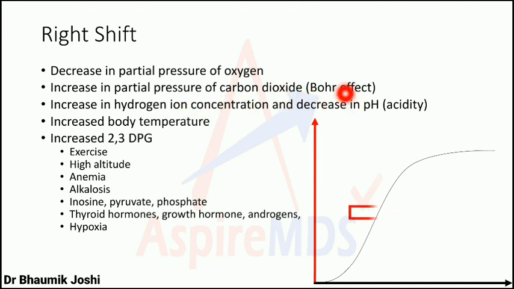This is known as Bohr effect, which we are going to discuss next. An increase in acidity, or decrease in pH, both of them are causing a right shift. Why will they cause it? That also we'll see next.